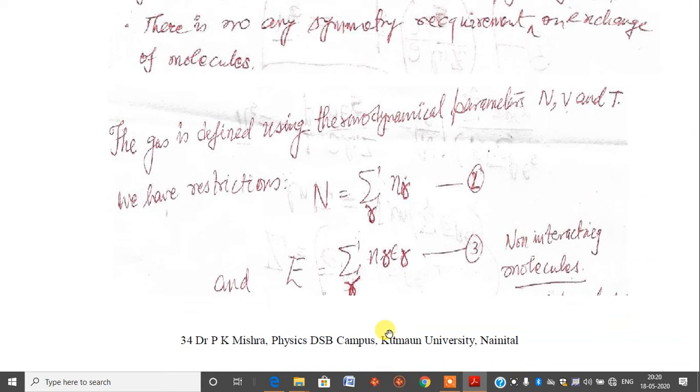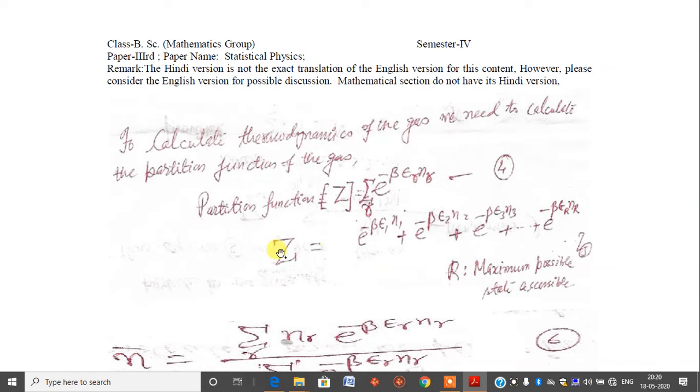Now we can write the partition function for these N gas molecules. We can write the partition function Z in this fashion: the sum over all possible states of e to the power minus beta epsilon_r n_r. This term we are familiar with. This is basically the Boltzmann weight corresponding to the probability of finding energy state epsilon_r at inverse temperature beta. So equation 4 we can further write as e to the power minus beta epsilon_1 n_1 plus e to the power minus beta epsilon_2 n_2 and so on, where the maximum value of small r is capital R.